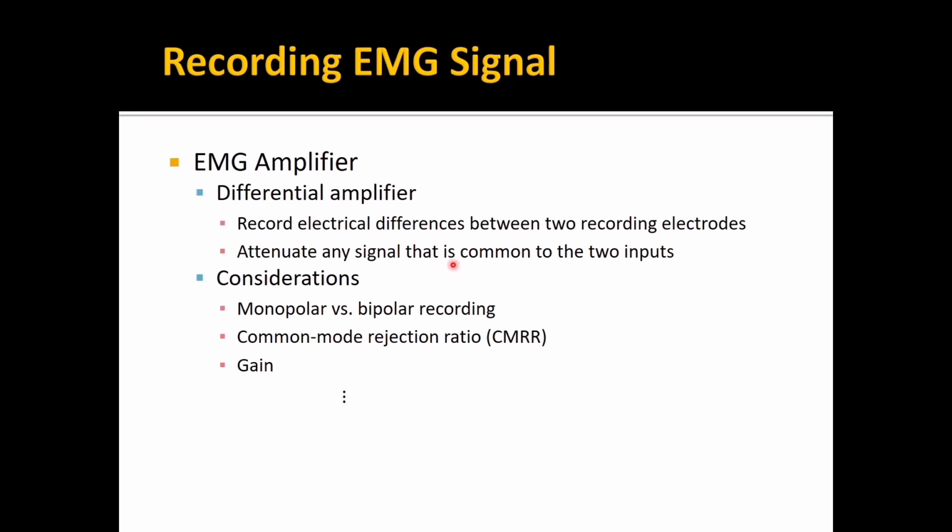Let's take a look at how to record the EMG signal. An EMG amplifier is required for recording EMG signals. The EMG uses what is called a differential amplifier. What it does is record electrical differences between 2 recording electrodes and attenuate any signal that is common to the 2 inputs. And there are some considerations to be made in the EMG amplifier, such as monopolar versus bipolar recording, common mode rejection ratio, gain, and so on. But we're going to take a look at only these 3 considerations in this chapter.